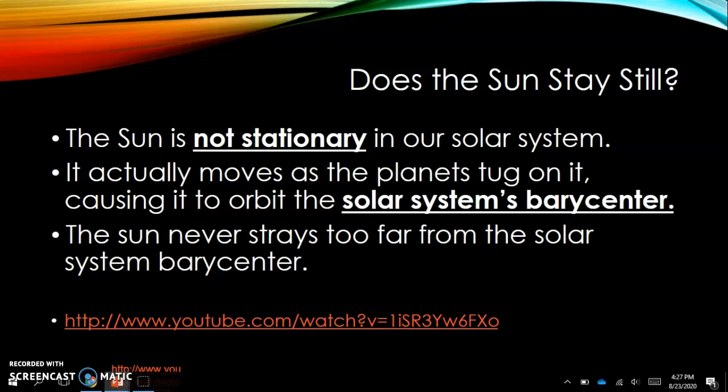So the sun does this teeny tiny little rotation around the center of mass, and then all of the other planets also orbit that, which causes it to orbit the sun itself, okay? The sun never strays too far away from the solar system barycenter, okay? So it doesn't move enough to really cause a huge difference or cause any issues, but it does do its own orbit around the center of gravity. And again, there is a YouTube video here that is linked that I highly suggest you watch.